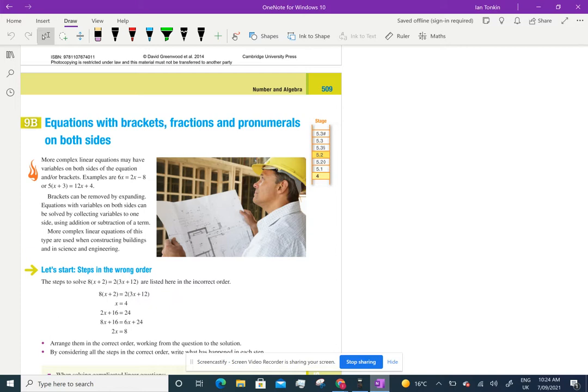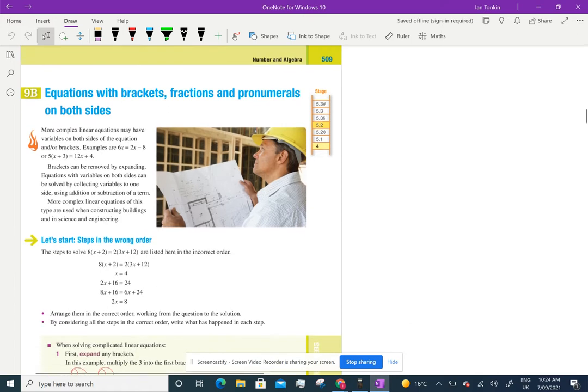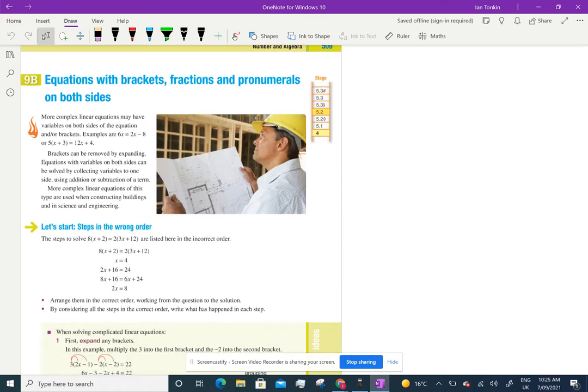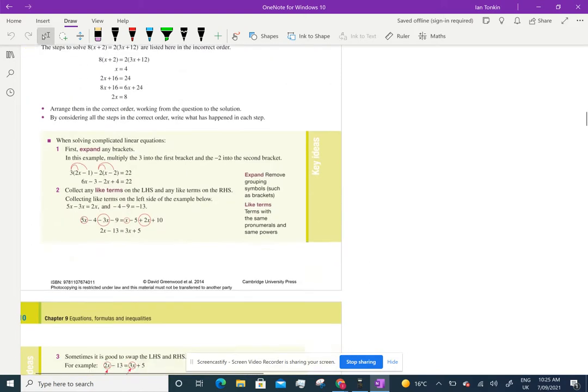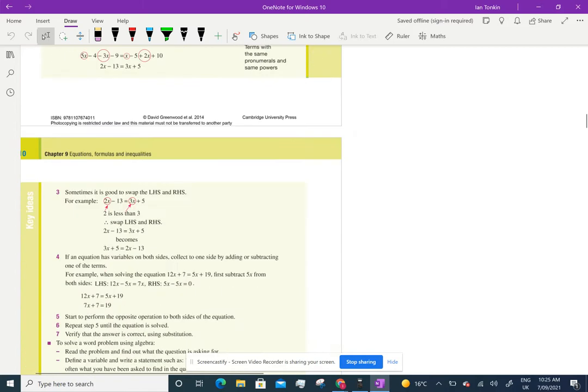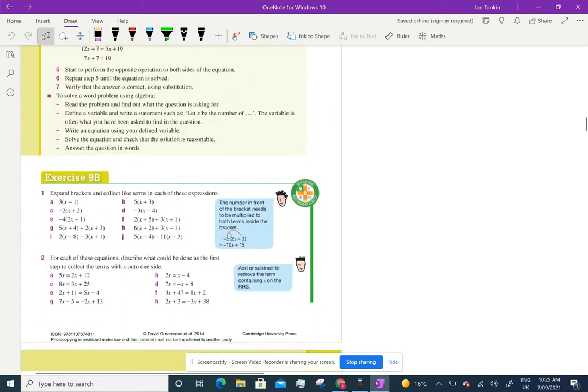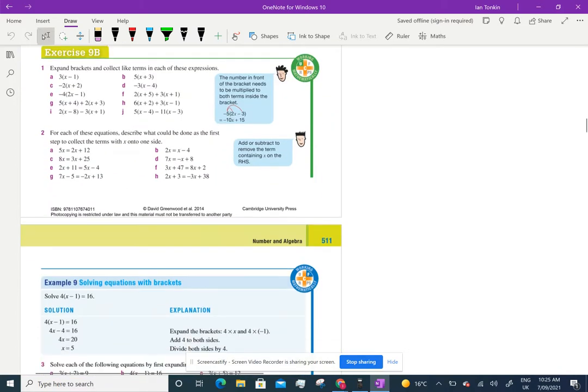Okay, year 10, we're about to move on to some more equations. In exercise 9b, we start dealing with equations that have brackets, fractions, and pronumerals on both sides. There's a whole lot of different ways you can do these, and the best way depends on what sort of thing you've got. So we're going to just go straight into it.